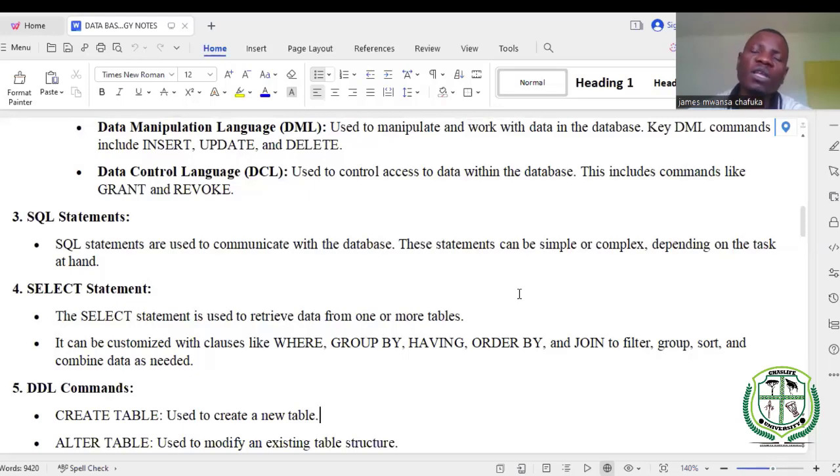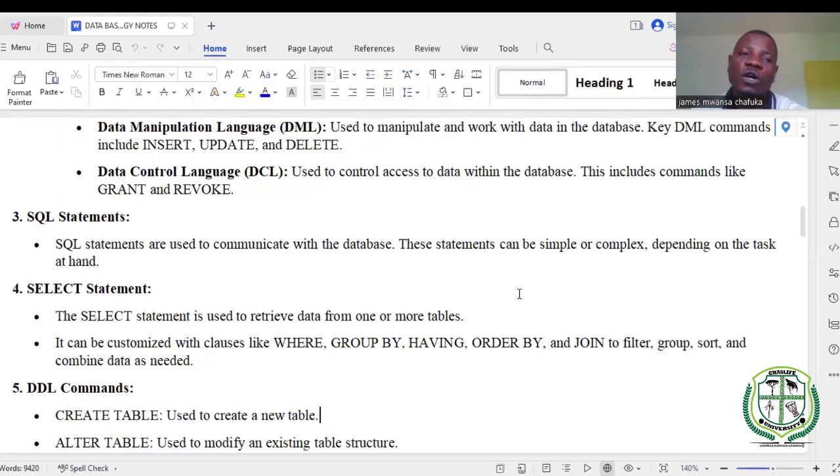The select statement is used to retrieve data from one or more tables. Remember, if you want to retrieve data from one or more tables within the database, you use the select statement.